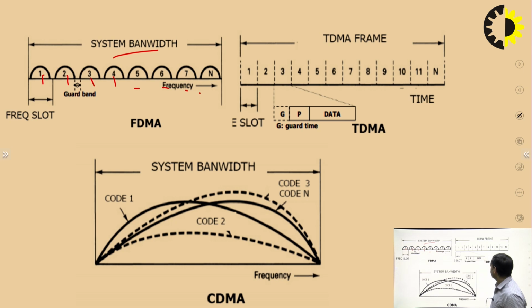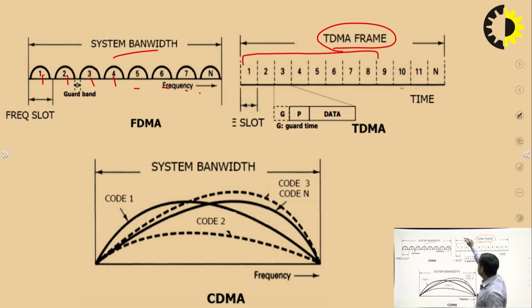In the case of the TDMA system, we use the TDMA frame, and these frames are divided into different slots or subframes. Just like this is the one frame, and in this one frame, this is one subframe, and each subframe comprises 1, 2, 3, 4, 5, 6, 7, 8. So 8 slots are there in one subframe.